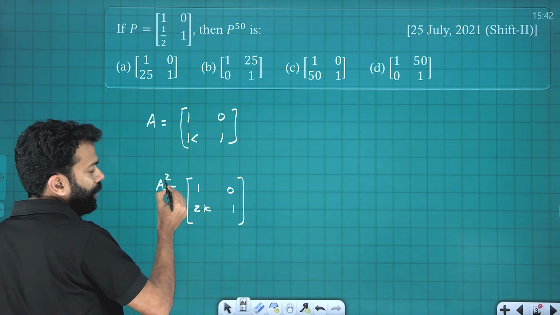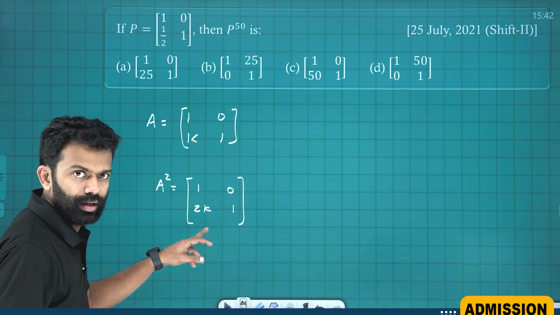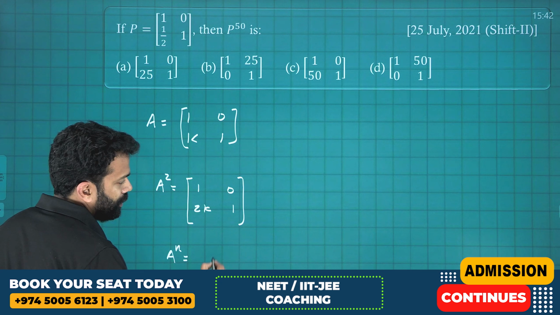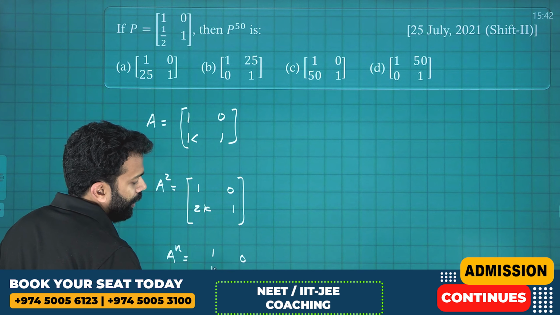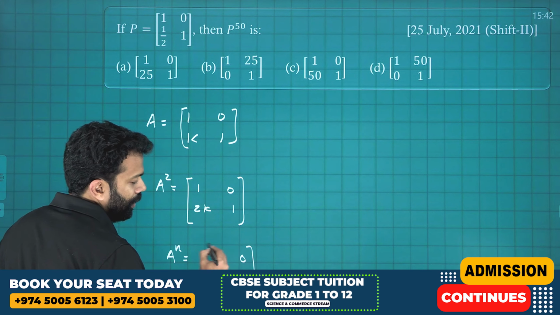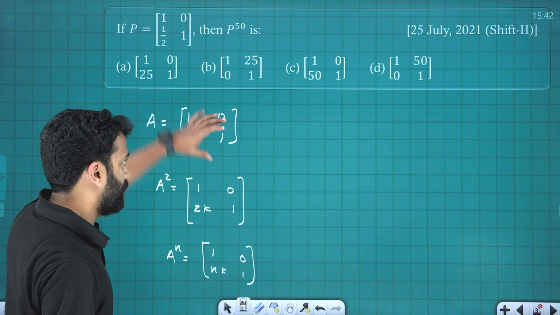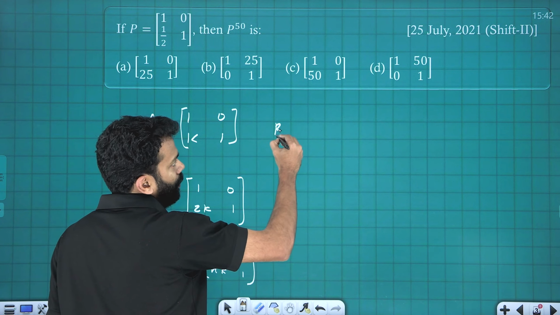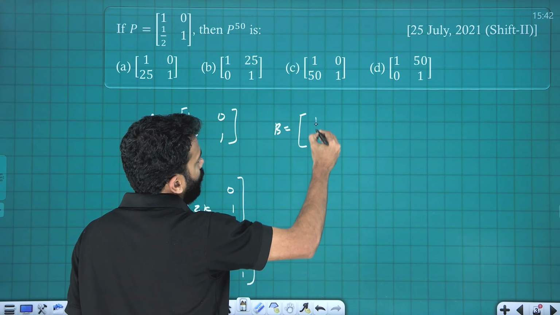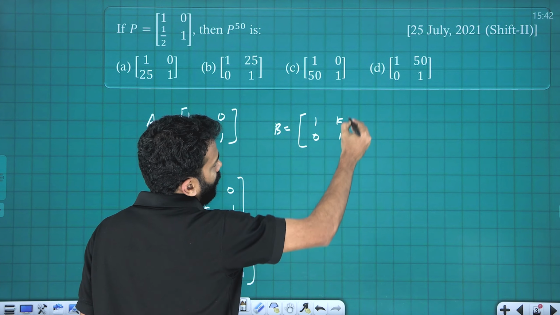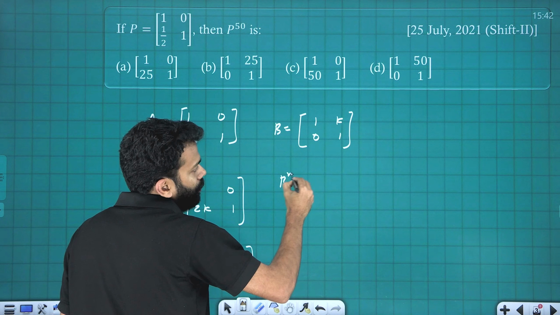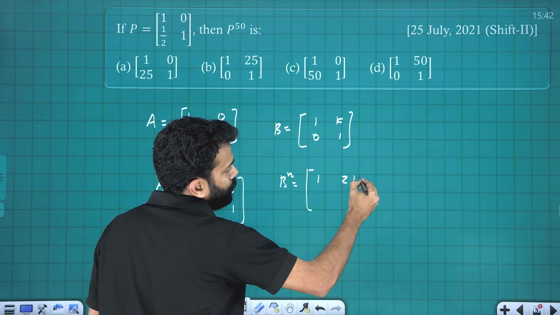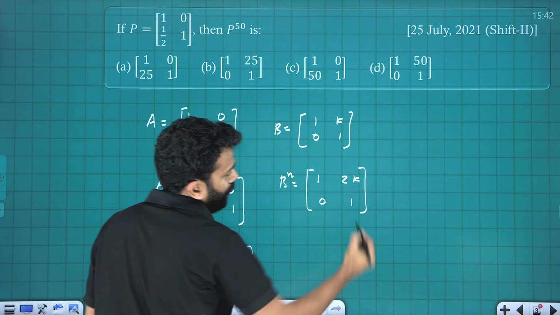So what is the power here? It will be attached with the coefficient of K. So what will be A raised to N? A raised to N is equal to [1, 0; NK, 1]. There is one more matrix, the transpose of this one, which also holds the same property. If B is equal to [1, K; 0, 1], then B raised to N is equal to [1, NK; 0, 1].